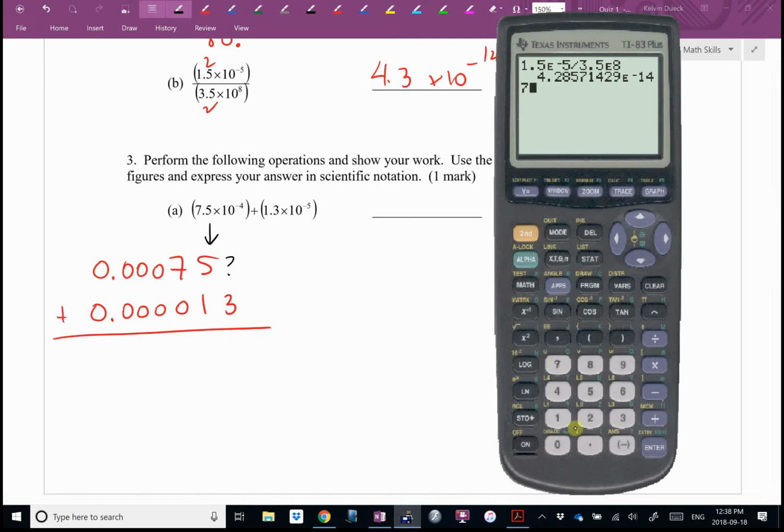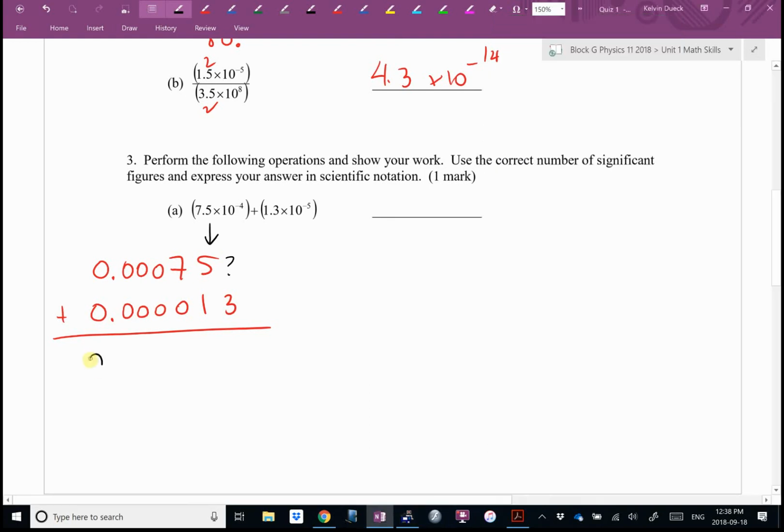I type this in as is, 7.5 scientific notation -4, plus 1.3 scientific notation -5. Or you could have typed 0.00075 plus 0.000013. I get that. That's in scientific notation. That is 0.000763. And I guess I'm going to round off to that decimal place. Is the 6 going to stay a 6 or become a 7? Stay a 6, and it wants the answer in scientific notation.